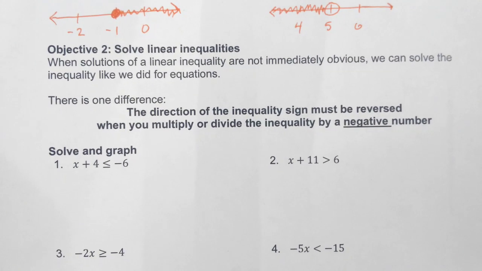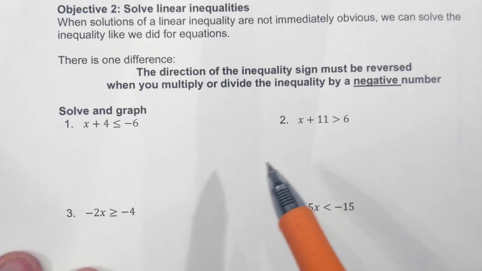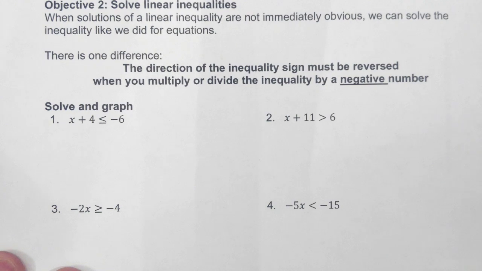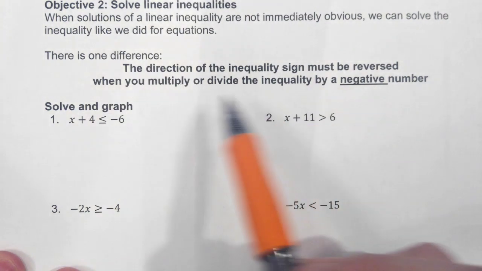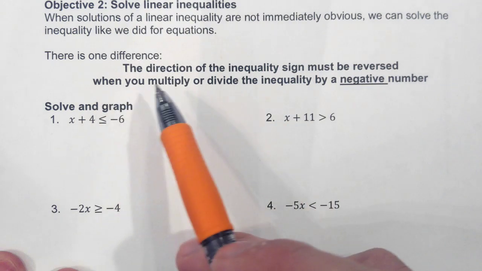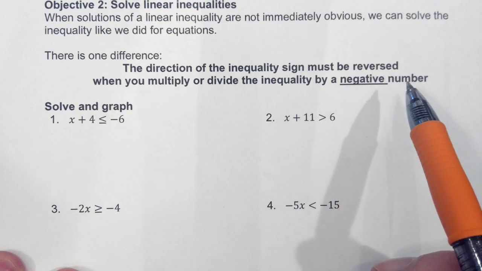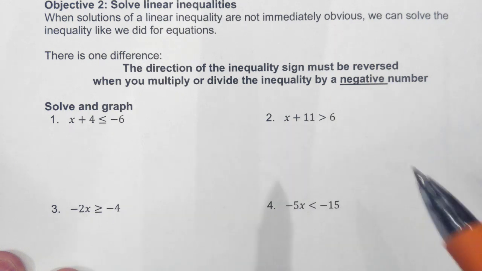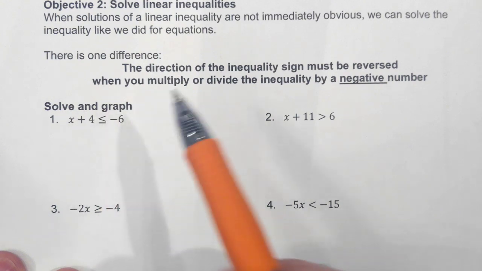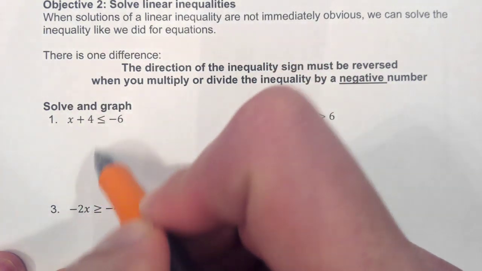Okay, so what we're going to do is we're going to be given problems like this, and we're going to solve them like we did equations. There's only one difference when solving inequalities, and I put it in bold here. The direction of the inequality sign must be reversed if you multiply or divide the inequality by a negative number. So we'll see that situation down on 3 and 4, and I'll show it to you there. So let's look. These are nice and easy to solve. If x plus 4 is less than or equal to negative 6, you might draw the line.